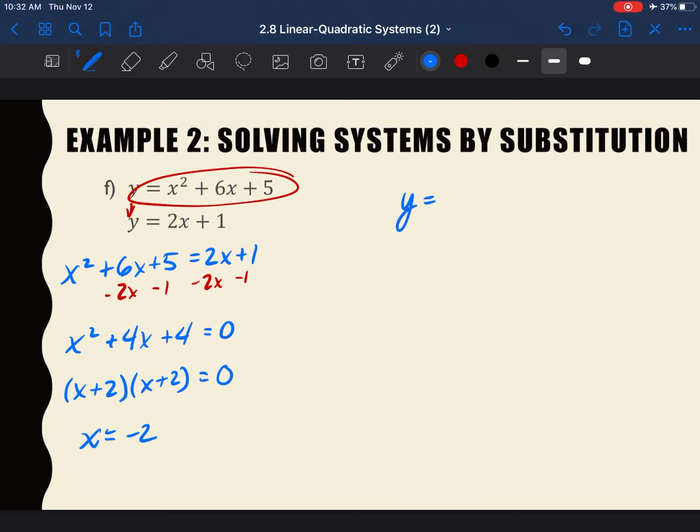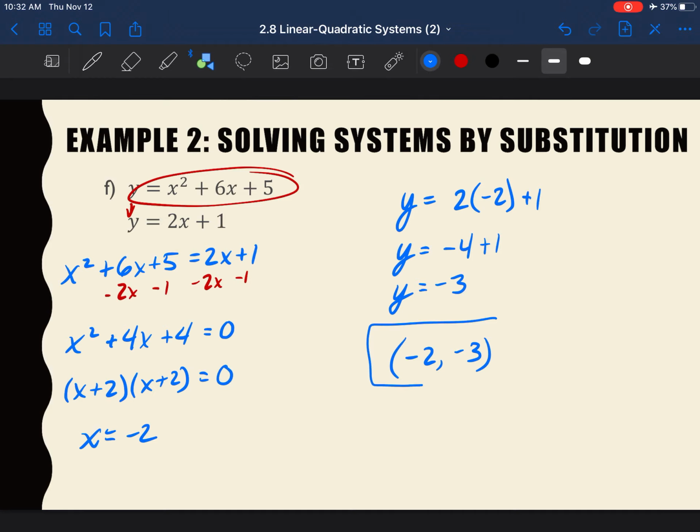This one should be a quick one. 2 times negative 2 plus 1. Solve that, so you get y is equal to negative 4 plus 1. So y is negative 3. So final answer for this, a solution, negative 2, negative 3. That was a much nicer answer than the last one.